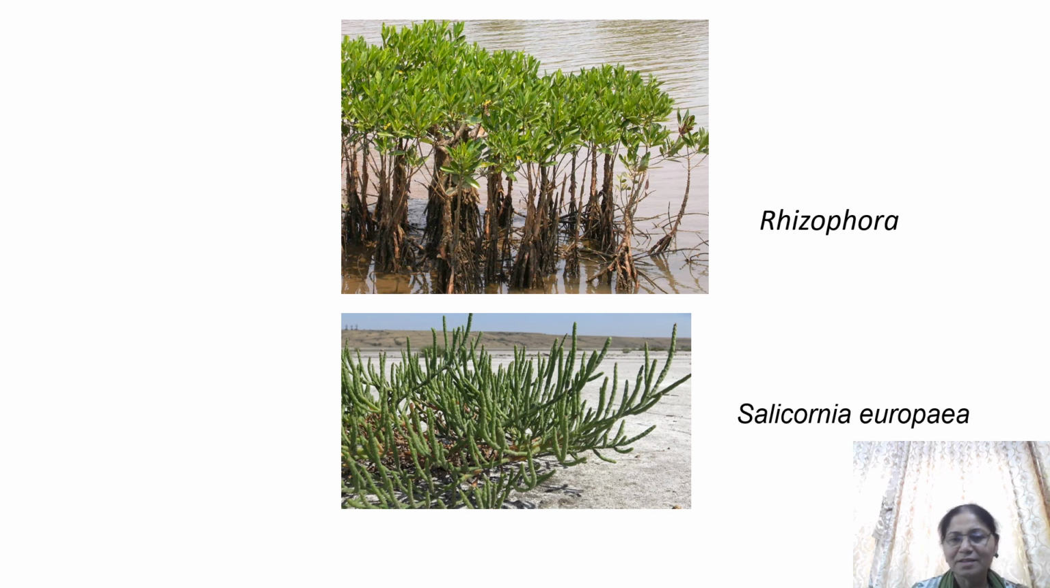No idea? Can you guess where these plants are growing? Yes, these plants are growing near the seashore. What kind of habitat is there near the seashore? Yes, very good. It is a salt rich area. The concentration of salt is very high. So these plants which are growing in salt rich areas are called halophytes. So Rhizophora and Salicornia europea are plants growing in salt rich areas, hence they are called halophytes.